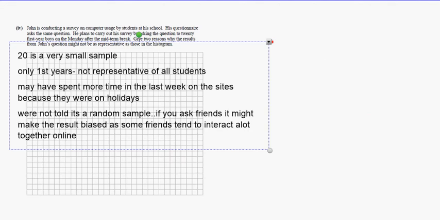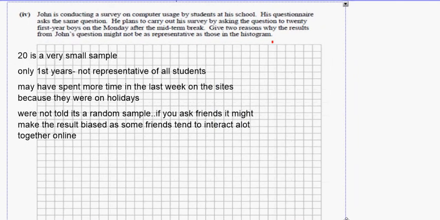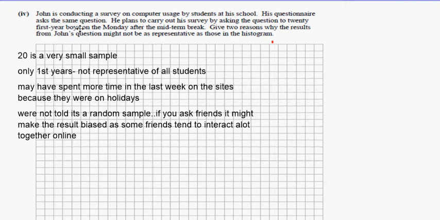Okay, what they asked next was, John is conducting a survey on the computer usage of students at his school. His questionnaire asked the same question. He plans to carry out a survey by asking the questions to 20 first-year boys on the Monday after the mid-term break. Give 2 reasons why the result from John's question might not be as representative as those in the histogram. Reason 1, 20 is a very small sample in comparison to 100. Your results might be less accurate. The more people you interview, the more accurate it gets.